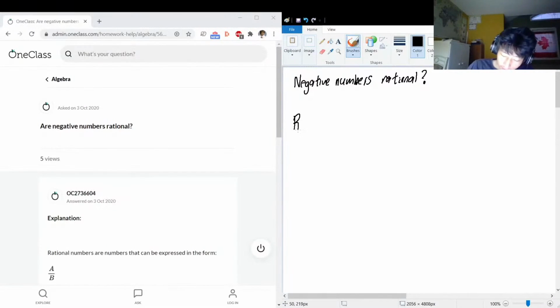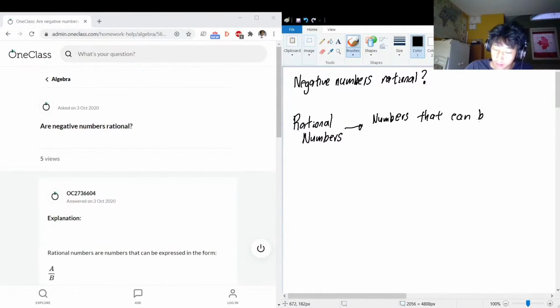Okay, rational numbers are numbers that can be represented as a ratio between two integers. So numbers that can be represented as a ratio between two integers.